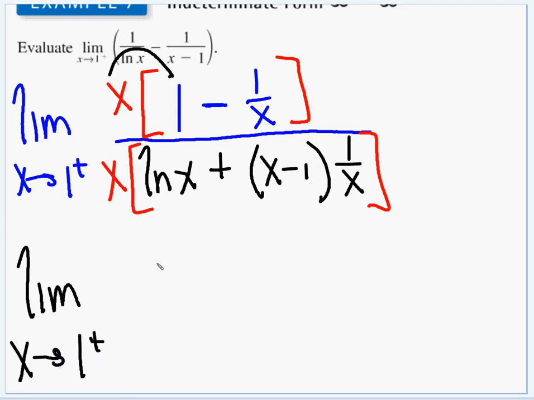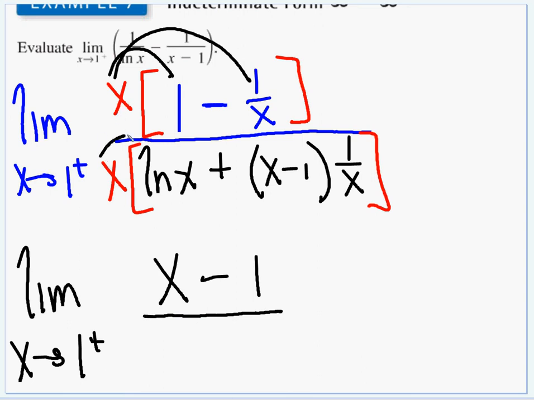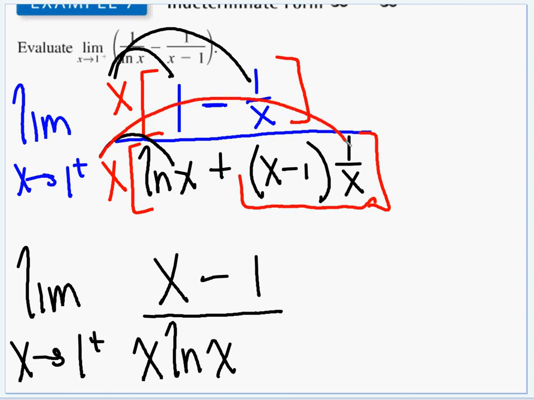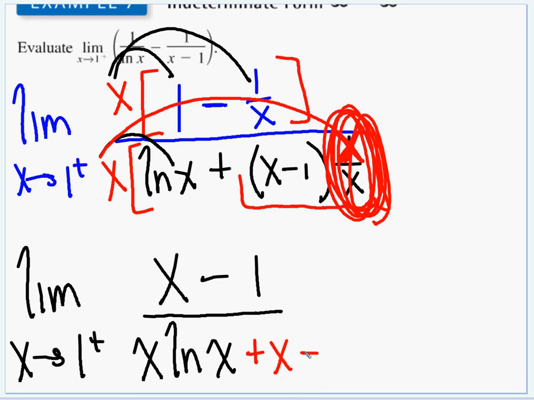So let's see here, we distribute, we're going to get x minus x over x is 1. Numerator looks a lot cleaner now. Now in the denominator, we're going to distribute here, so that's going to be x natural log of x. Now be careful, notice here this is one big term. So if I distribute x to it, I'm just going to put it right up here, so that's going to be x divided by x. That turns into a 1, so we're just left with plus x minus 1.